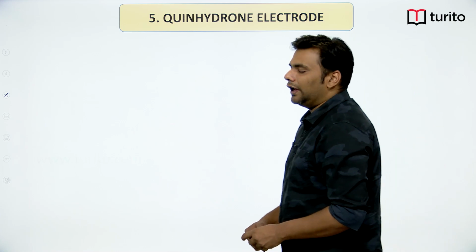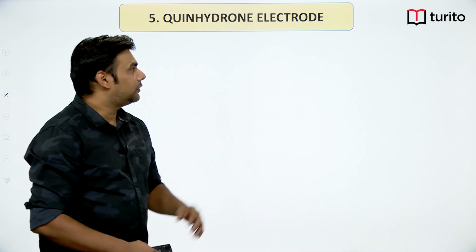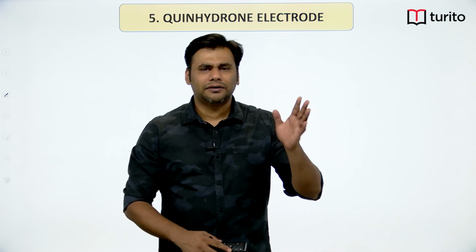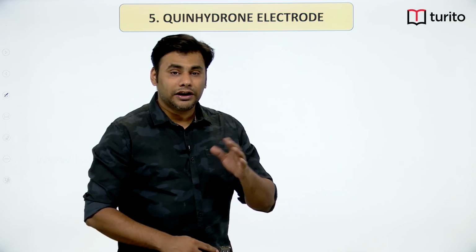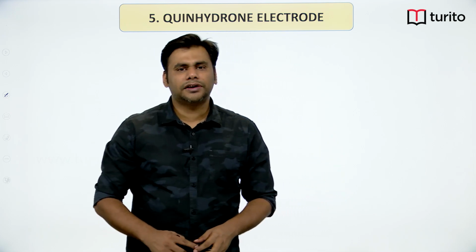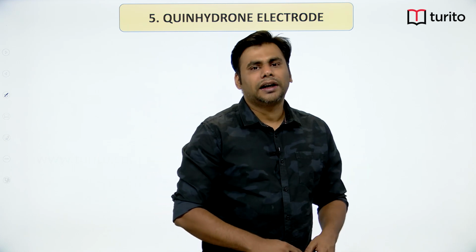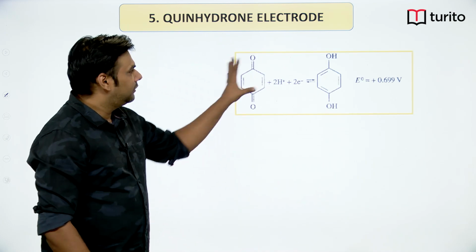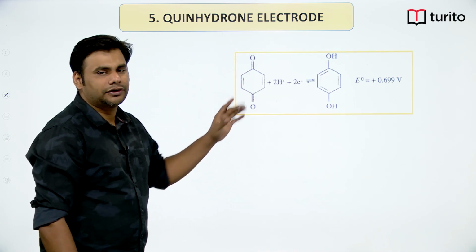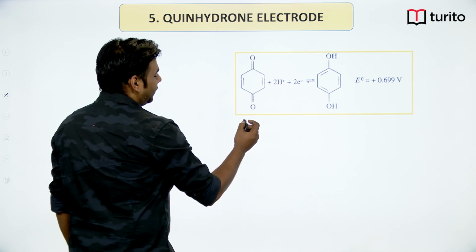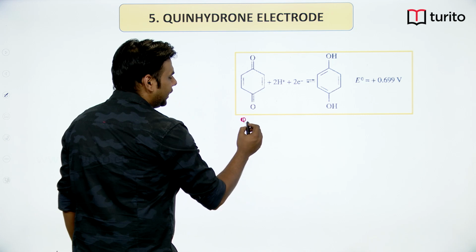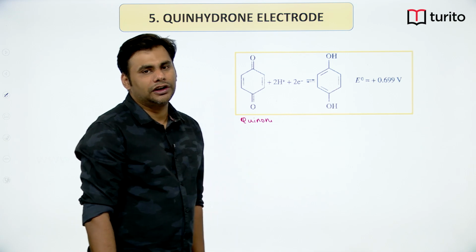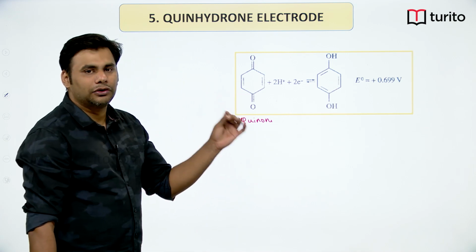The fifth kind of electrode is a quinhydrone electrode. Generally the quinhydrone electrode is not asked in the JEE, but we'll have the basic understanding of what it is. Basically, a platinum wire is dipped in a solution containing quinhydrone. The reaction happening in the quinhydrone electrode is this. This is basically a quinone, also known as benzoquinone. It takes up 2 H plus and 2 electrons and changes into quinol. That's why we are calling it quinhydrone.